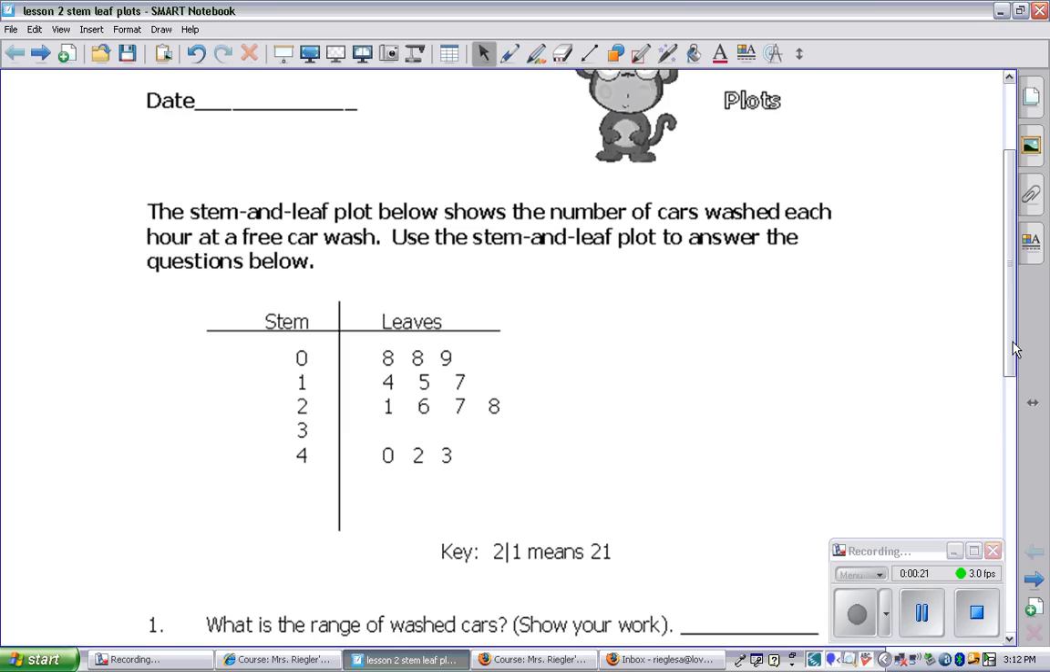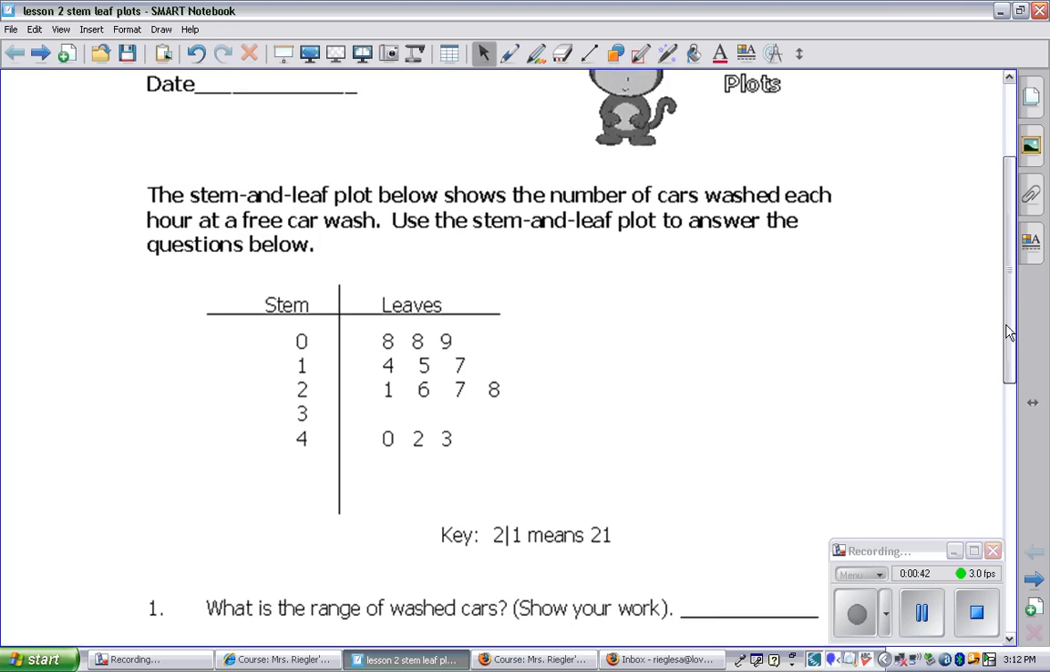The first thing that probably comes to mind when you say organize your data, you think, oh, make a table, put it in a table, label it, do something that's going to make it easier to look at and easier to use than just a whole bunch of random numbers on a list. So that's what we're going to do on our stem and leaf plot.